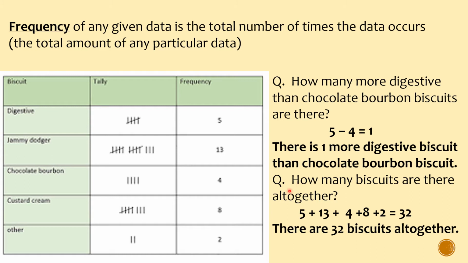Okay? Now look at the next question. How many biscuits are there altogether? Now you must be very much aware of what altogether means. You always plus the entire data. So let's add all the frequencies together. 5 plus 13 plus 4 plus 8 plus 2 is 32. This means there are 32 biscuits altogether. Make sure you show the solution and the final answer.